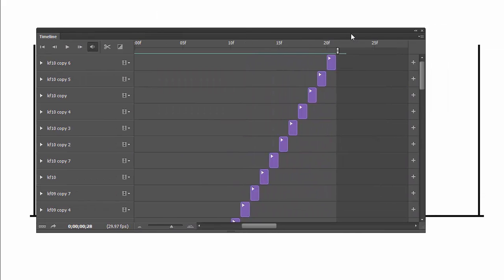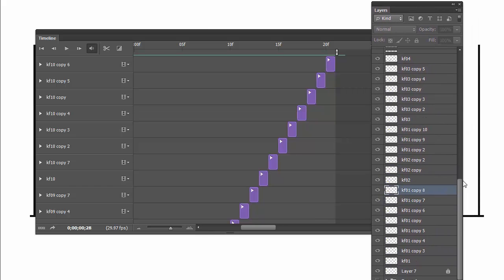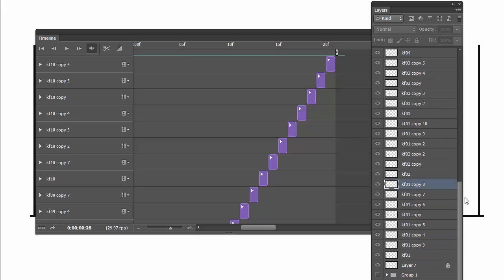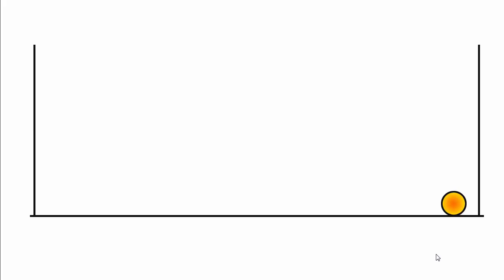Okay, I hope you understand this. See, it is a lot of work in Photoshop. These are the layers. Each one is one thing. This is the final output.